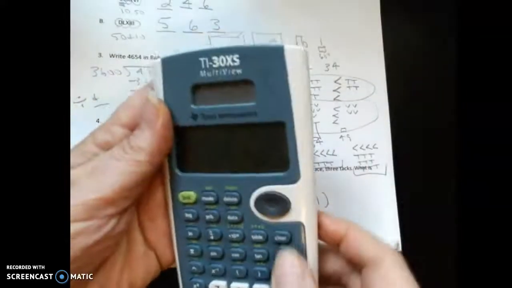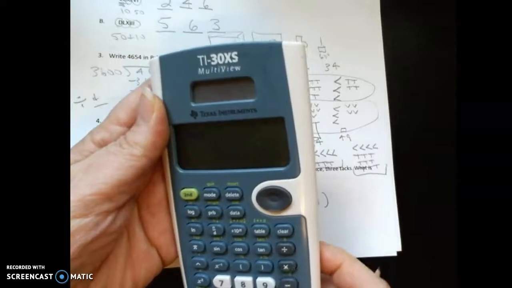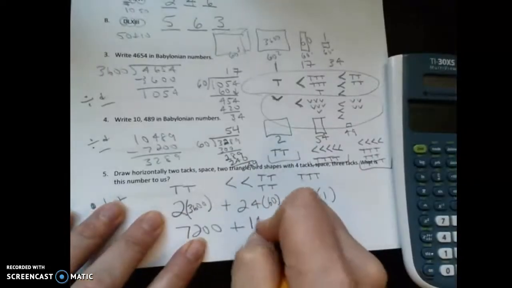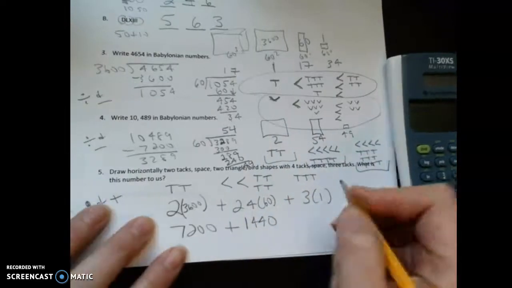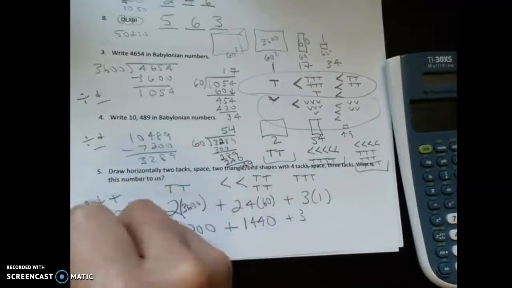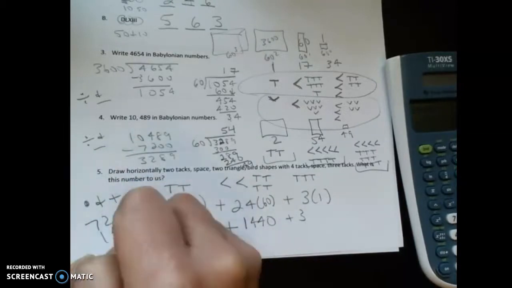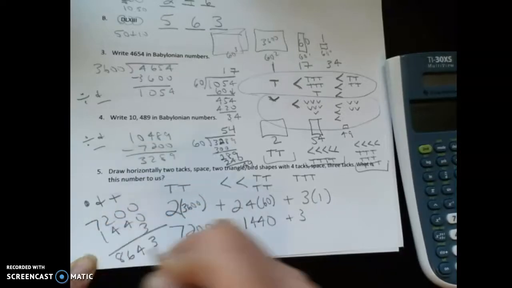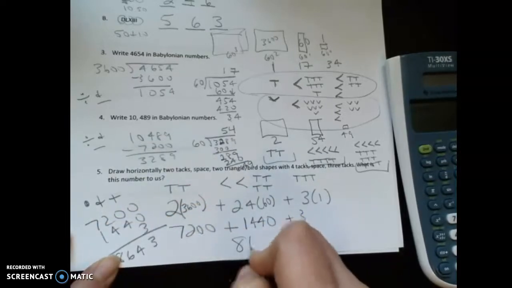I'm just going to grab a calculator for time-wise. Otherwise, you could just multiply by 6 and tack on a 0. So 1440, and then plus 3. So I'm just going to add those up, 7,200, 1440, and a 3. Add those up, I get 8,643. So I know the answer is 8,643.